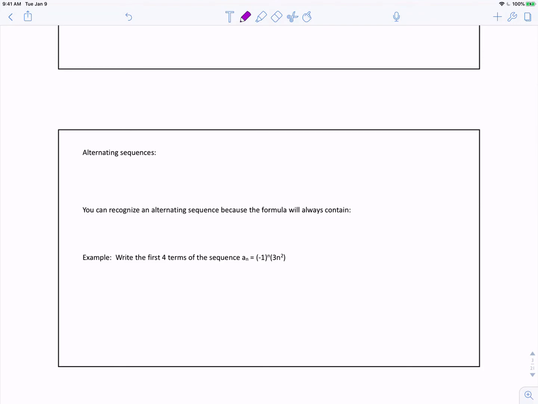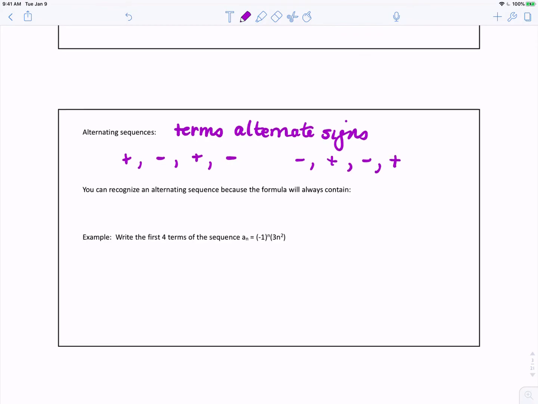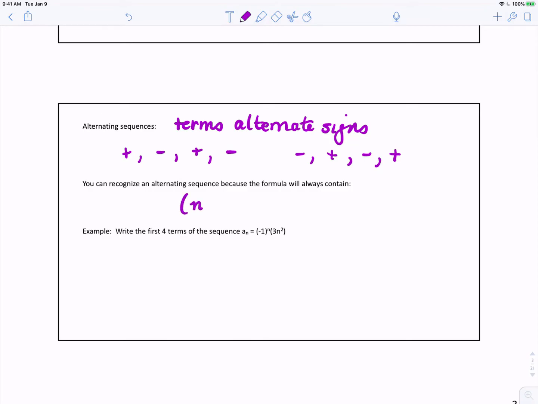Now, alternating sequences are sequences whose terms alternate signs. For example, if the first one's positive, the next one's negative, then a positive, then a negative. Or you could start off negative, positive, negative, positive, but the terms will always alternate signs. And you can recognize an alternating sequence because the formula will always contain a negative number, usually negative 1, to some power. Here's an example.